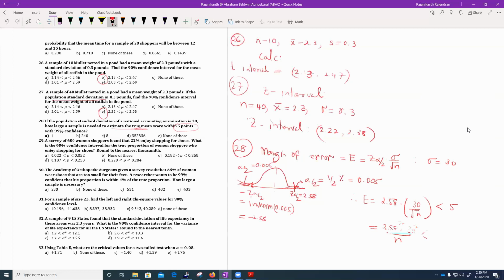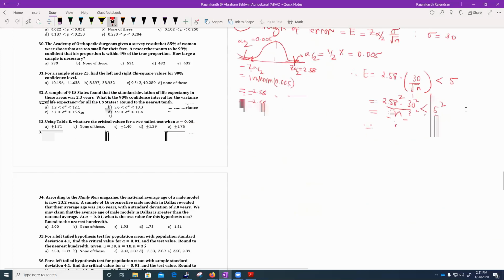That side also you have to square, that is 5 squared. So now you need to simplify this. If you simplify, then what you will get is 5990 times 5590.76 over n, that is, this side is 25.